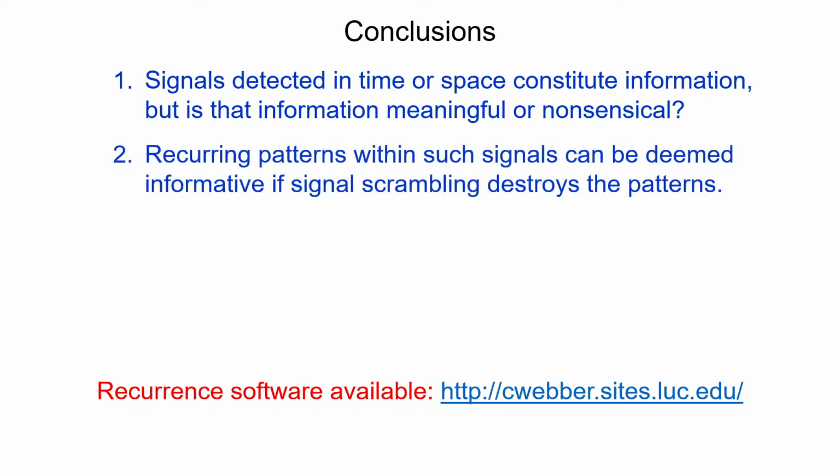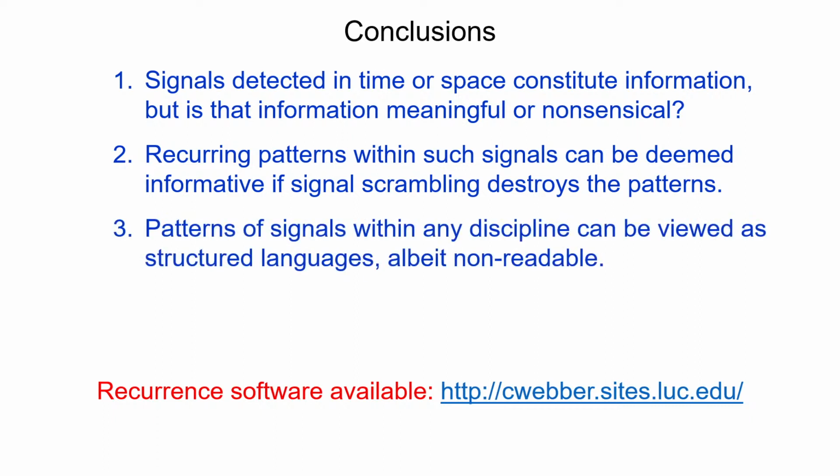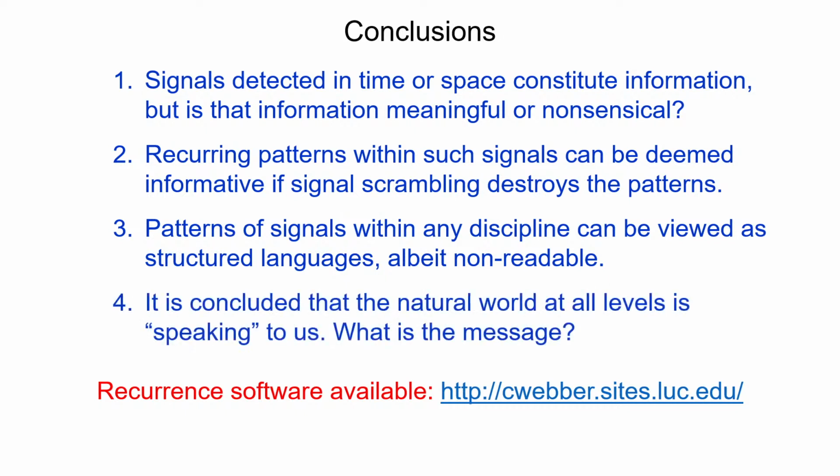Recurring patterns within such signals can be deemed informative if signal scrambling destroys the patterns. That's the scrambling part. And patterns of signals within any discipline can be viewed as structured languages, albeit non-readable. Can't read it. But the information is in there, and in your numbers, and how to interpret that. It's concluded that the natural world at all levels is speaking to us. What's the message?